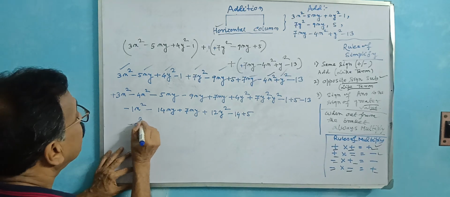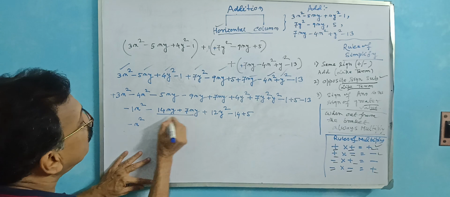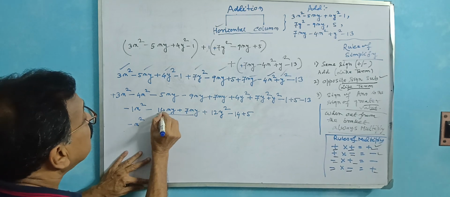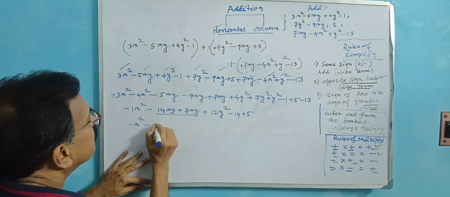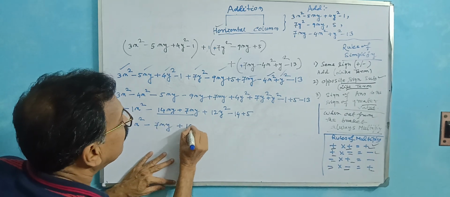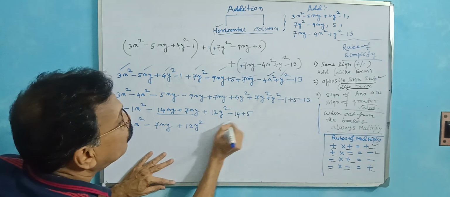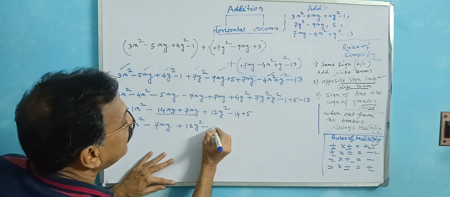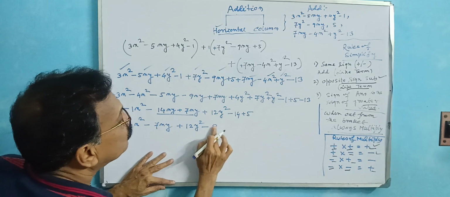So now this is the minus x square, and this is the opposite sign, subtract 14 and 7. Here the greater is 14, so minus 7xy. Here is 12y square. Opposite sign, subtract 14 and 8. 8. Now 9.